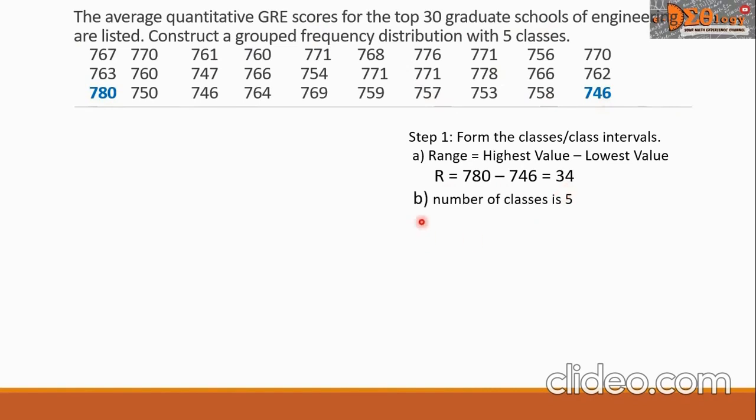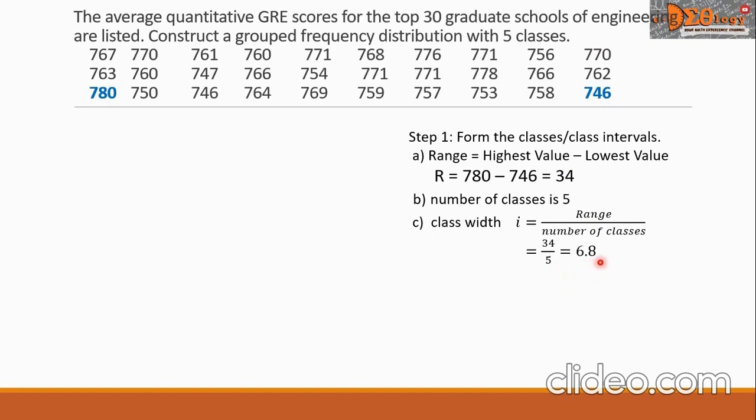Step 1B, we will determine the number of classes, and it is given already in our problem. So there will be 5 classes. Step 1C, to compute for the class width, symbolized by letter i, and this is equal to the range divided by the number of classes. So we have 34, that is the range, divided by 5, the number of classes. This is equal to 6.8.